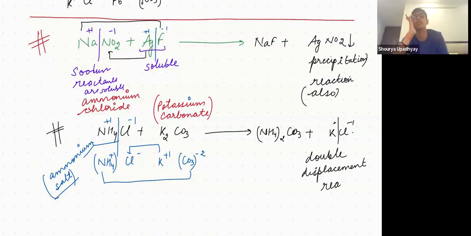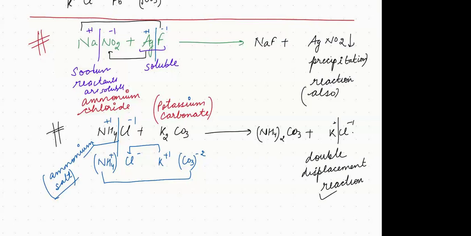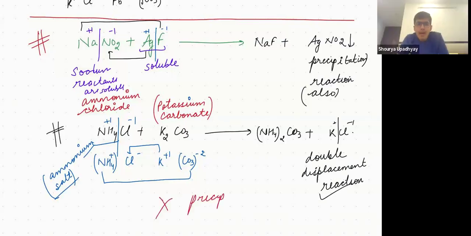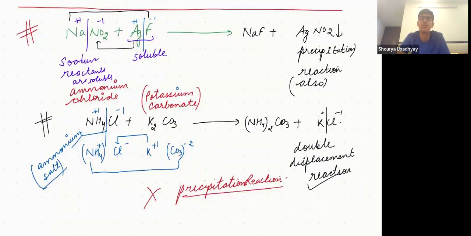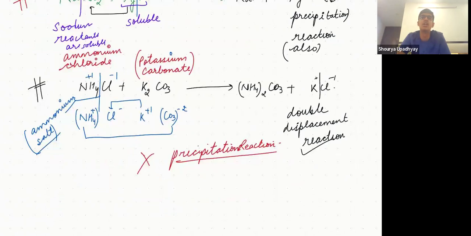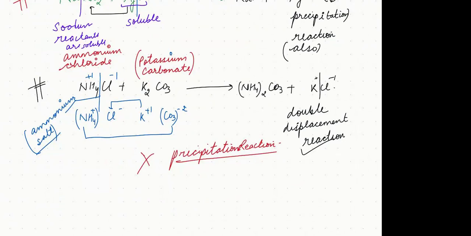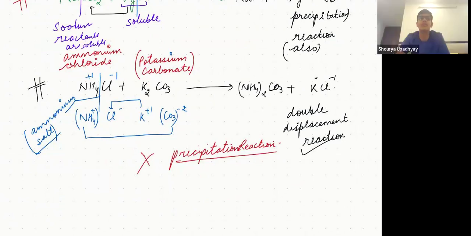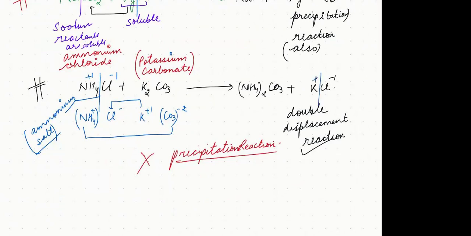It is a double displacement reaction, but it is not a precipitation reaction. Why? Because all the other ammonium salts are soluble, and all carbonates are soluble except sodium and potassium. Right. So we have ammonium carbonate and we have KCl. Got my point or not? Yes, that's the concept.